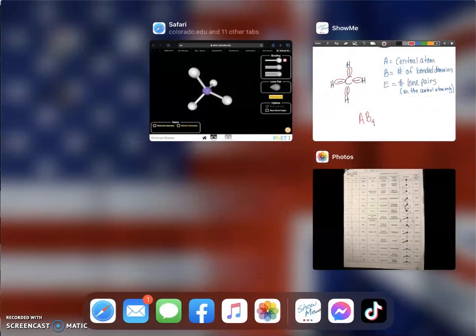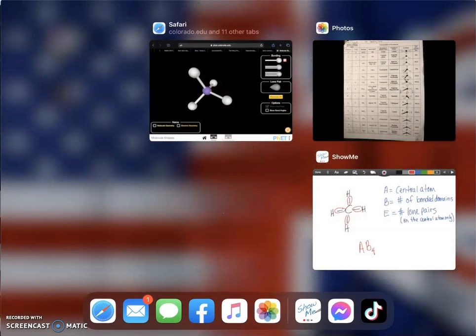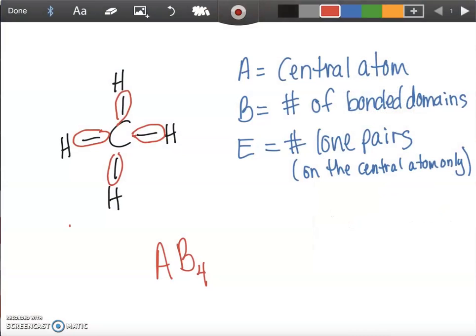Let's go back to our VSEPR chart and look up AB4. If you look up AB4, we can see that the geometry of the atoms is tetrahedral, and it has a bond angle of 109.5. So this shape is tetrahedral, and the bond angle between these hydrogens here is 109.5 degrees.